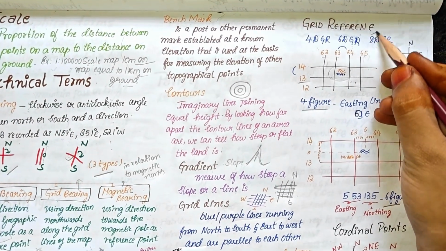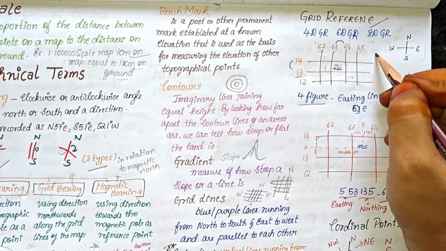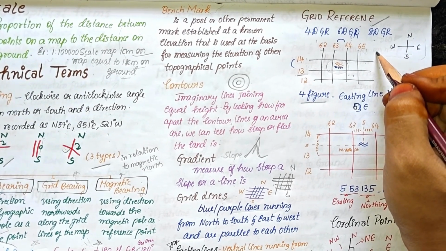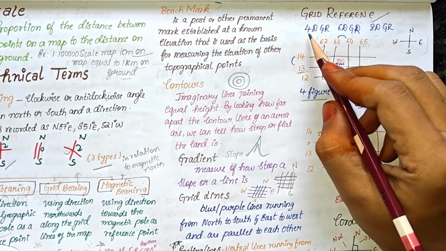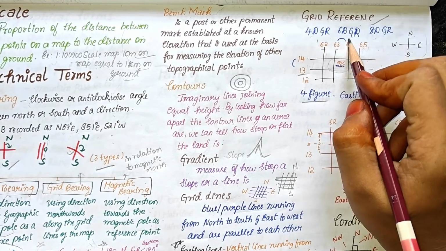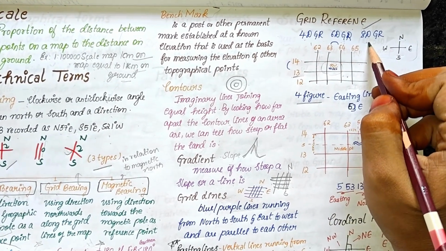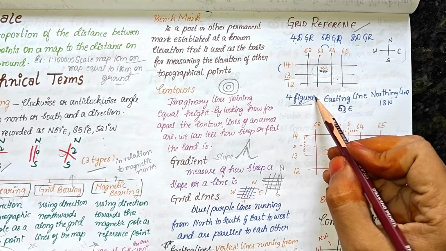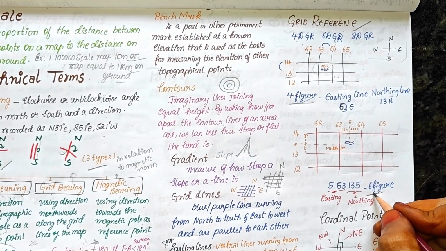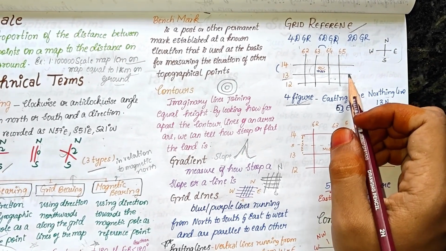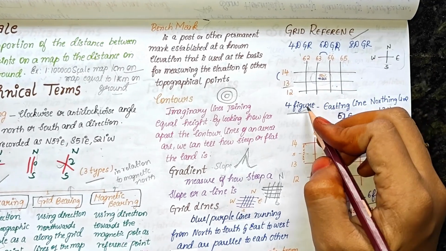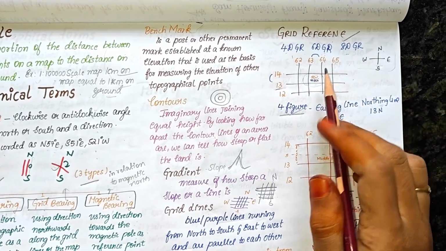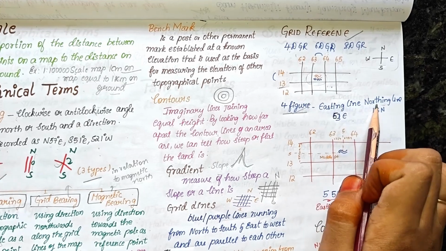Grid reference is a very important topic where one question will definitely be asked in the exam. Grid references are of three types: 4D grid reference, 6D grid reference, and 8D grid reference. Now I'll let you know how to calculate a four figure and a six figure. Calculating a four figure is easy. You have to know what an easting line and a northing line are.